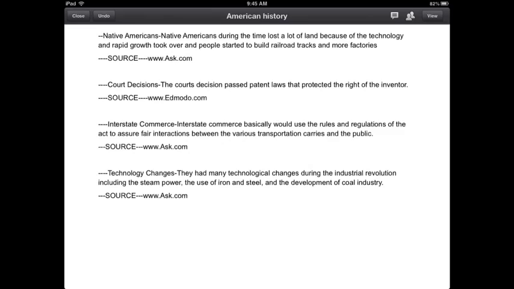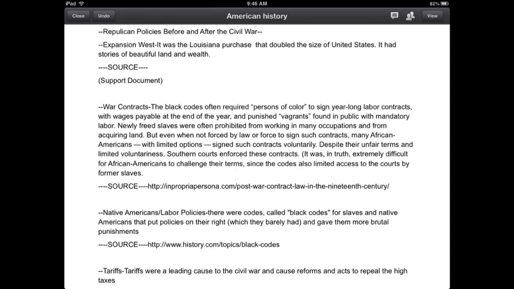Court decisions. The court's decision passed patent laws that protected the rights of the inventor. Interstate commerce. Interstate commerce basically would use the rules and regulations of the Act to assure fair interactions between the various transportation carriers and the public. Technology changes. They had many technological changes during the Industrial Revolution, including steam power, the use of iron and steel, and the development of the coal industry.